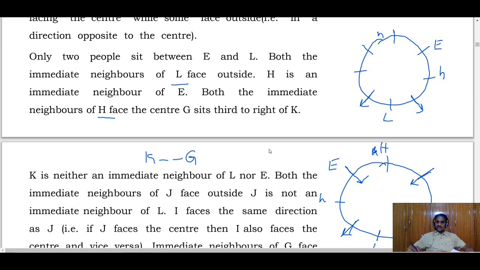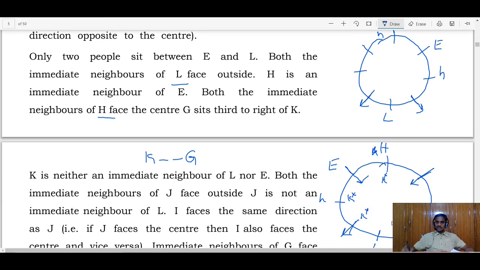And K is neither an immediate neighbor of L nor E. Now K cannot be here, K cannot be here. Counting 1, 2, 3, 4, 5, 6. Now if K is here, 1, 2, 3, G will be here. Or if K is here, 1, 2, 3, G will be here.